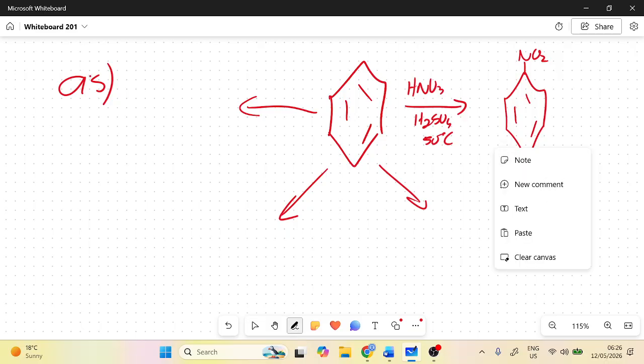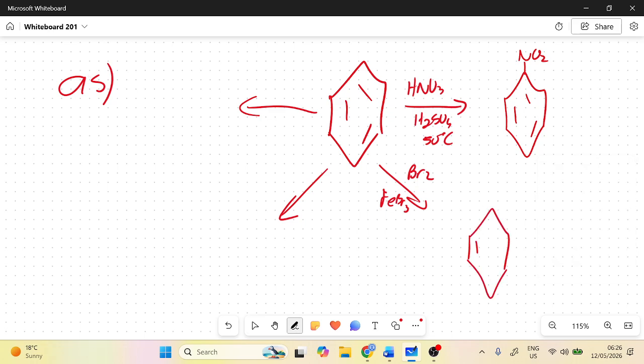This is Br2 with FeBr3. It will also work with AlCl3. That was my mistake when I was writing it. But the catalyst is FeBr3, so that the catalyst will be the same. AlCl3 will work, but it will not remain the same. If you're using bromine, the catalyst should have Br. If you're using chlorine, it should have Cl.